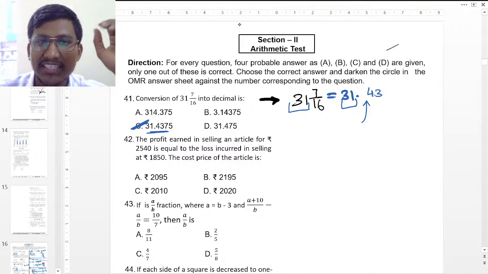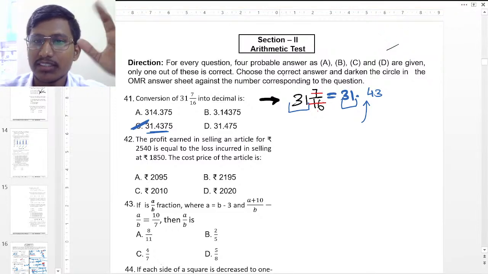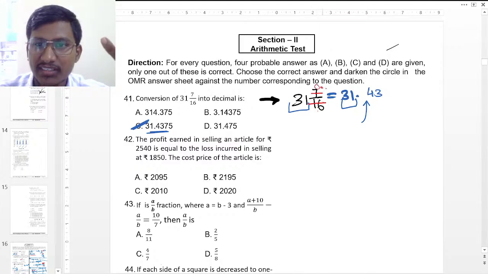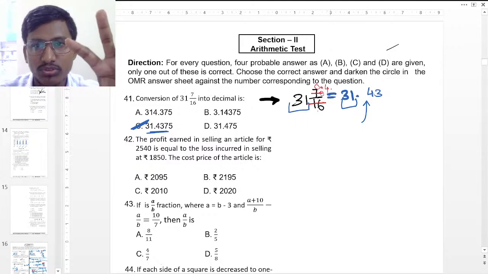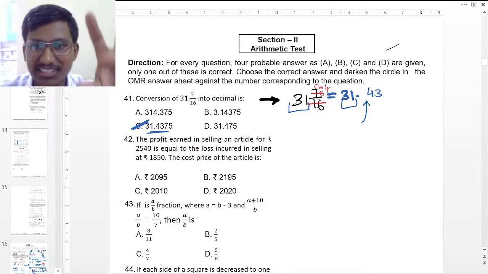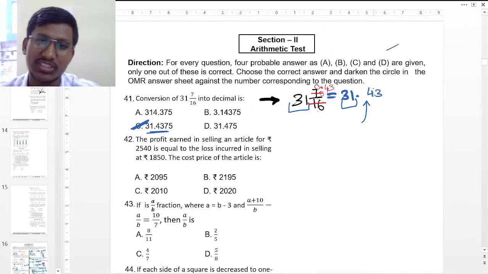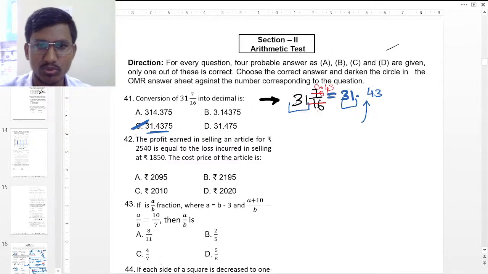If you want to do it directly, what we have to do? 16 into 7: 7 is smaller, so we have to take 0 point, so it will become 70. 16 times 4 is 64. Then 6 will be remaining, so 60. 16 times 3 is 48. So 0.43. That is more than enough to get the answer. We don't have to do anything more than that.